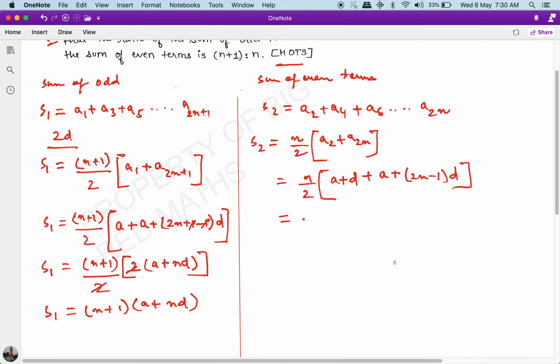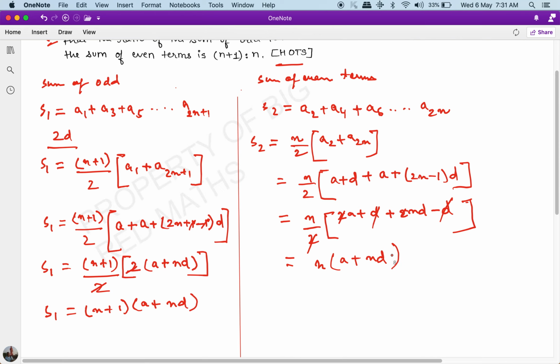On solving this further, you get n by 2 multiplied by 2A plus d plus 2nd minus d. So the d gets cancelled with the d, and I take the 2 out common. That 2 will cancel this 2, both the 2's. So I get n into A plus nd.